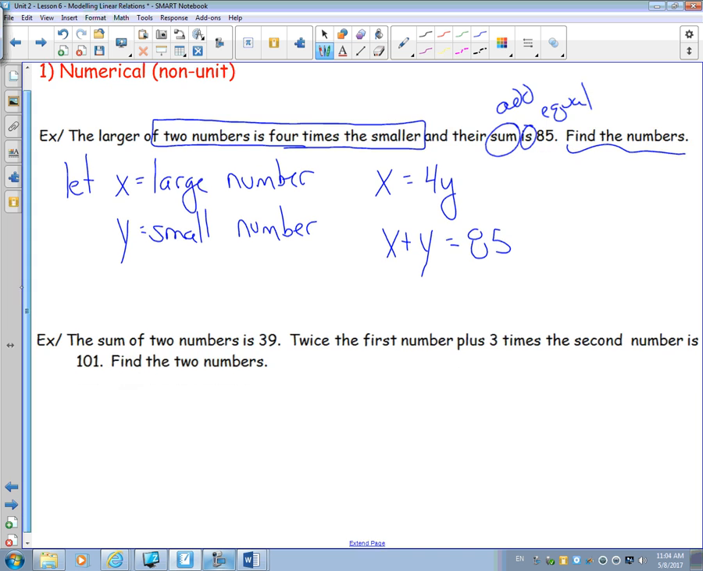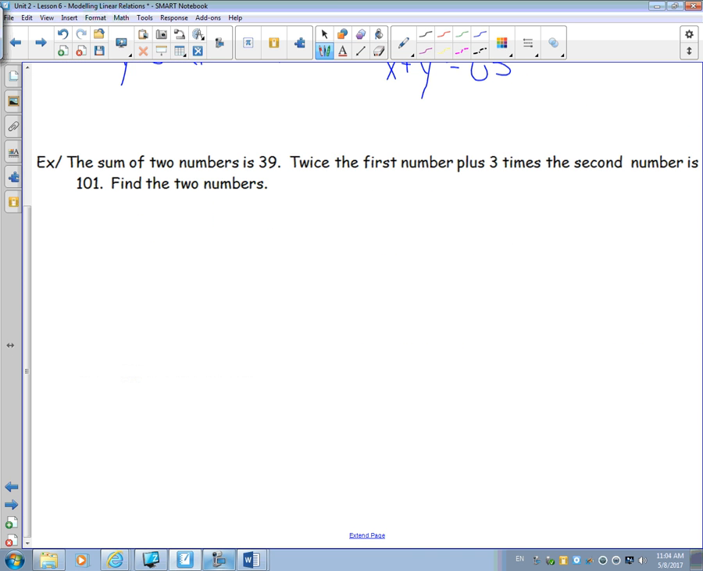Okay. Let's try the next one. The sum of two numbers is 39. Twice the first number plus 3 times the second is 101. Find the two numbers. Okay, so I don't know what they are. X, in this case, is going to be my first number. It doesn't tell me I have a large one or a small one, so I'm just going to call it first and second.